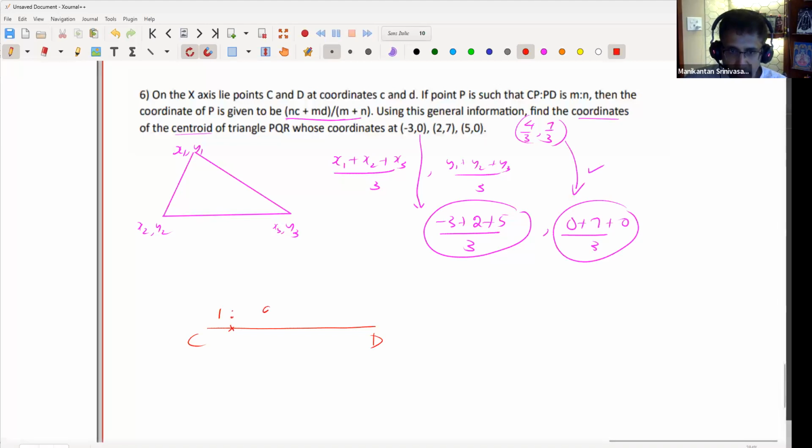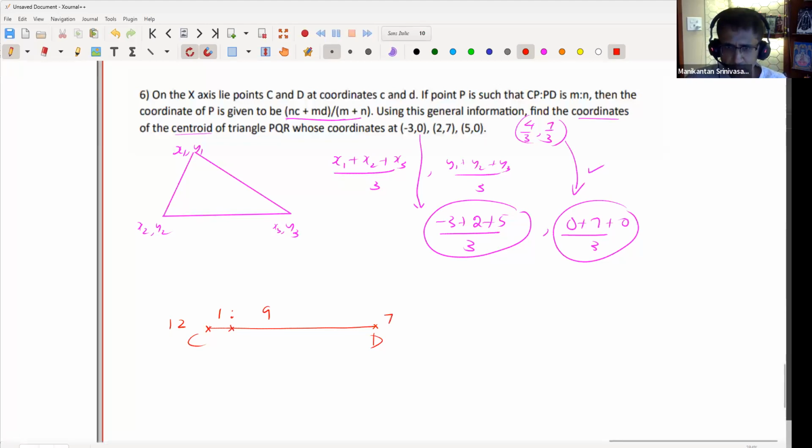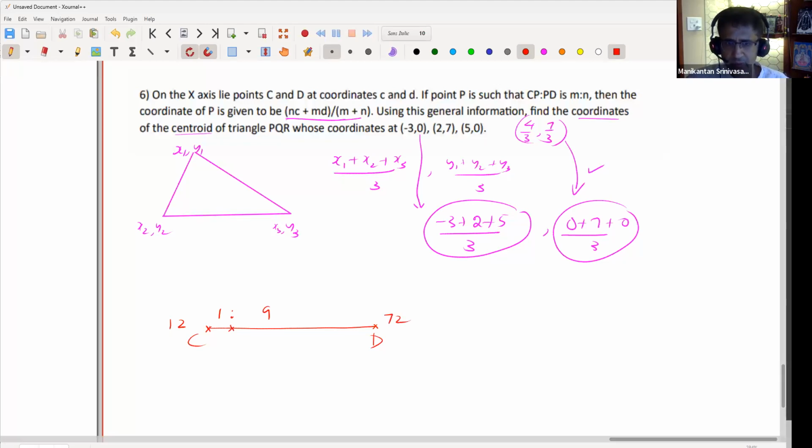1 part is to 9 part. Okay, so let's say I'll just give the coordinates of this as, let's say, 12. It's only the x-axis, right? So I'll just say this is at point 12, and let's say this is at point 72, something. Right, so I'll have to divide in the ratio 1 is to 9.